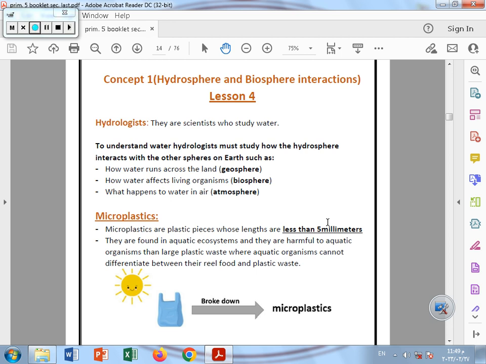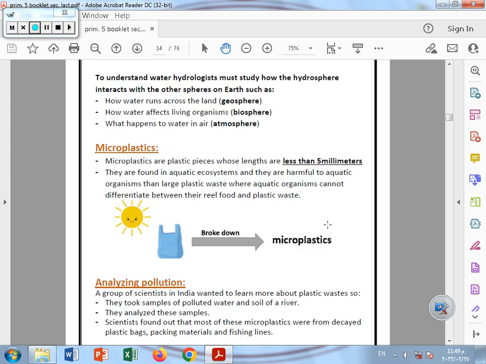After that, the microplastics. It's a part that we have to review from the first term. We know that the microplastics are plastic pieces whose length is less than 5 millimeters. They are found in the aquatic ecosystems due to the breaking down of large plastic pieces. And we know that the microplastics harm the aquatic living organisms. So some animals in the sea cannot differentiate between their real food and the plastic under the water.